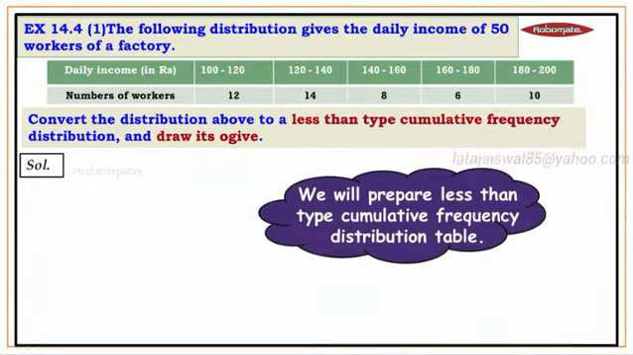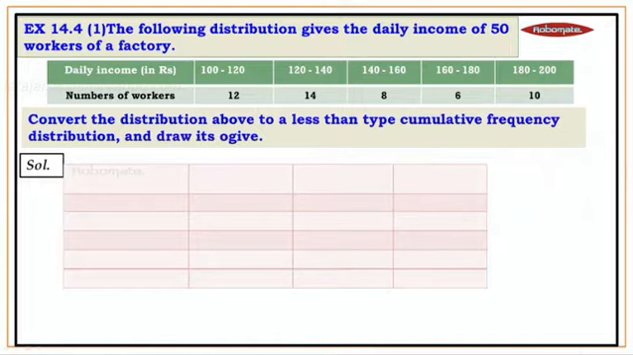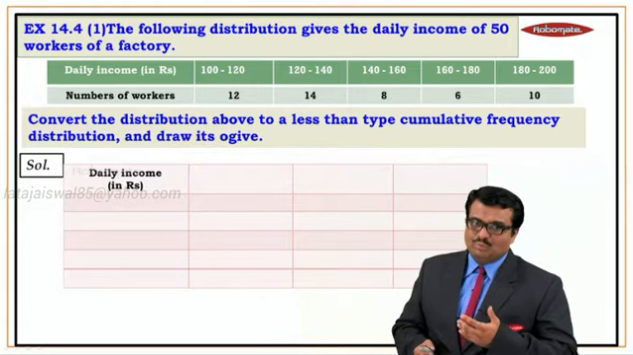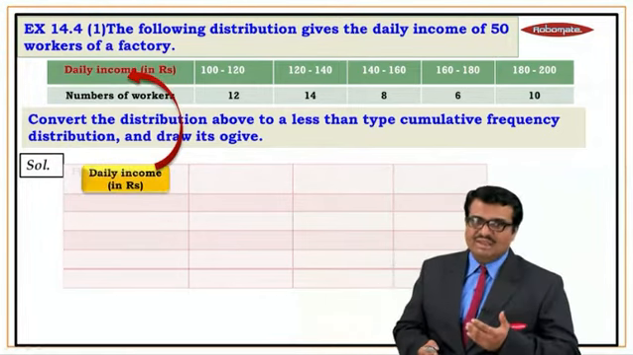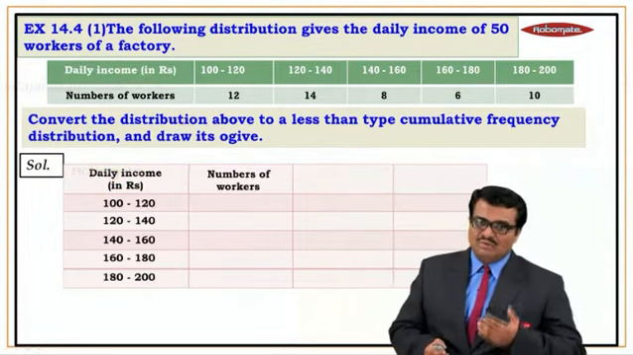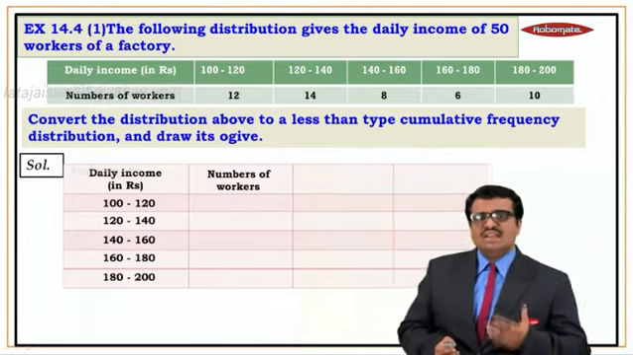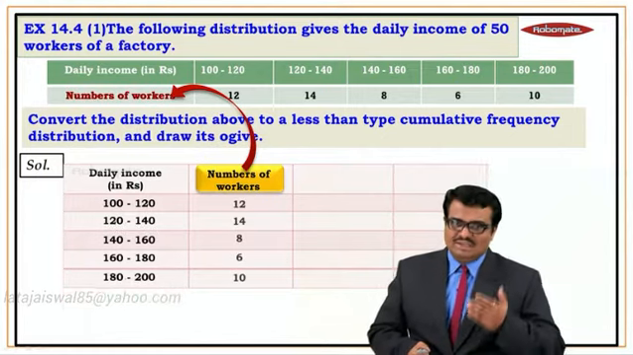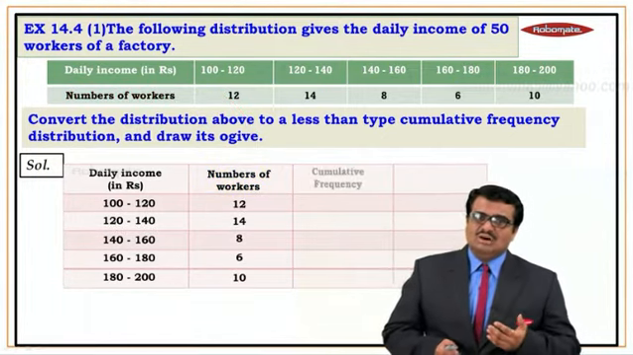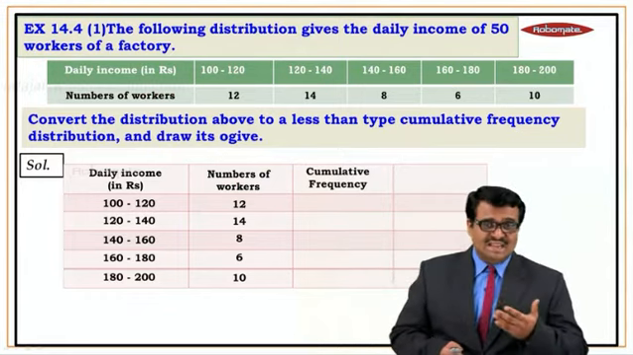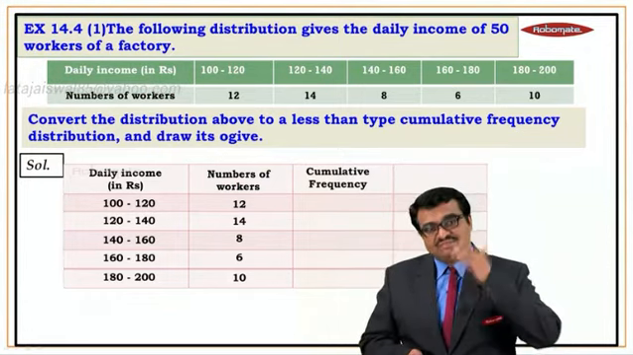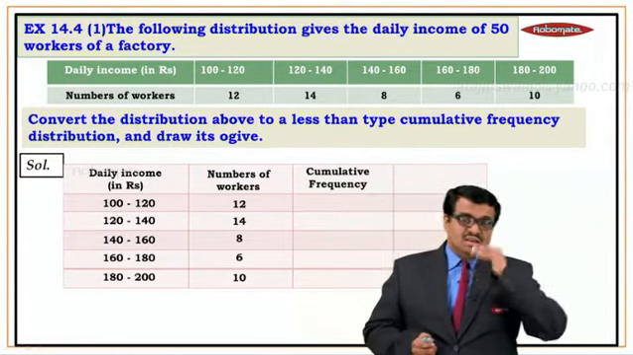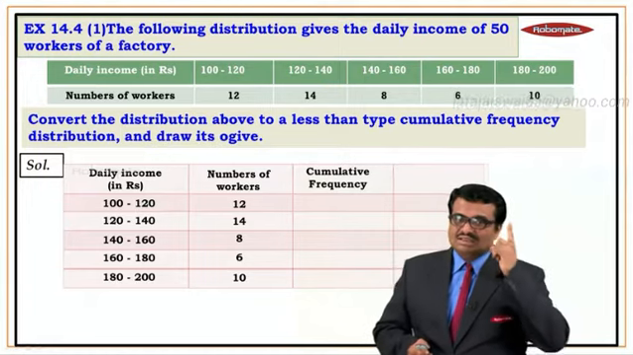We will prepare the less than type cumulative frequency distribution table. The first column will be the classes that are given to us, daily income in rupees. We'll copy from there: 100 to 120, 120 to 140 and so on. The second column is the number of workers, which is the frequency given to us in the second row. We'll copy that also, one below the other. The third column will be cumulative frequency less than type. In less than type, what do we do? We add all the frequencies from up to down, and we know one thing: the cumulative frequency and the frequency of the first class are the same.